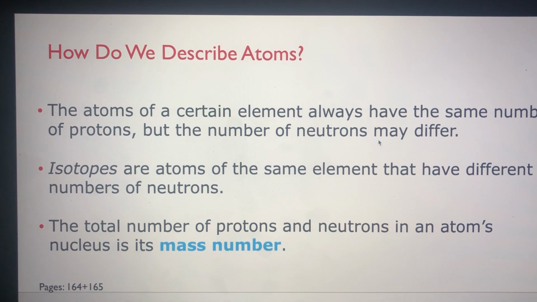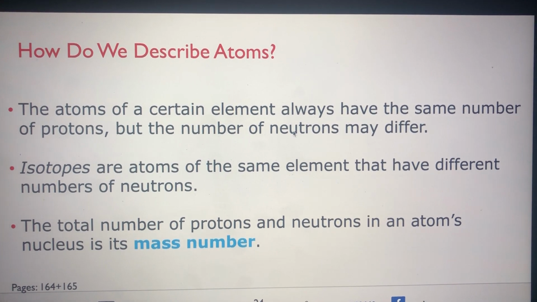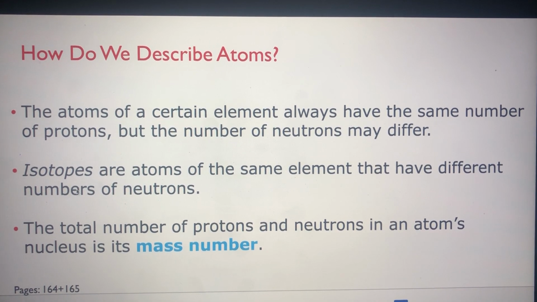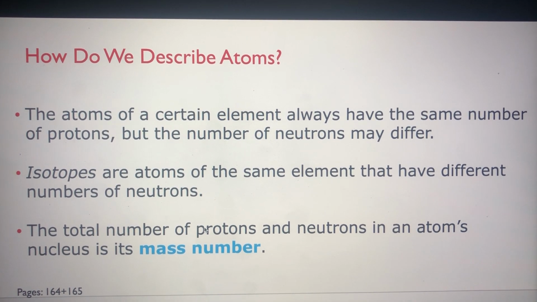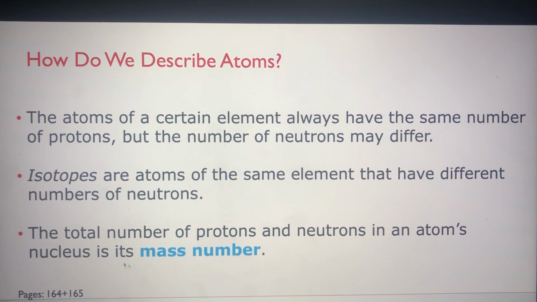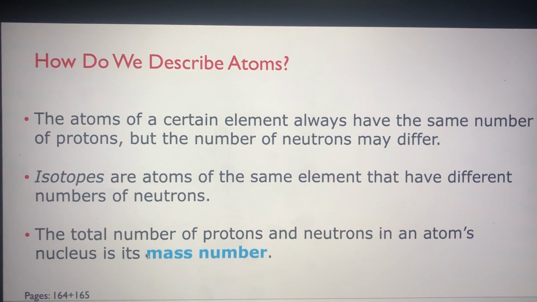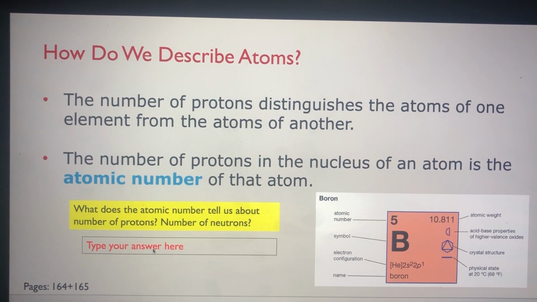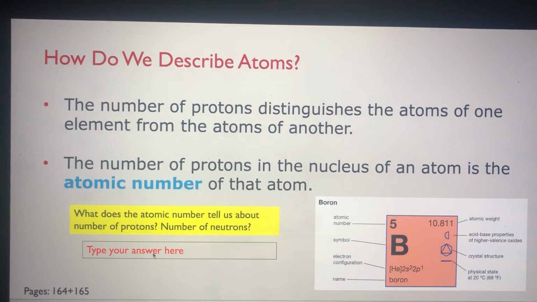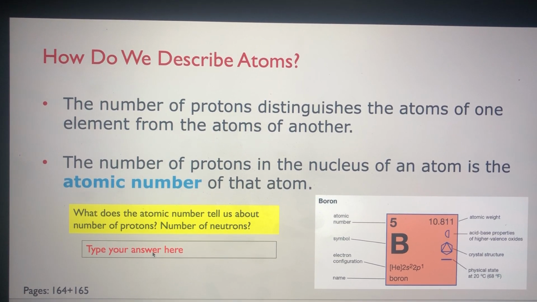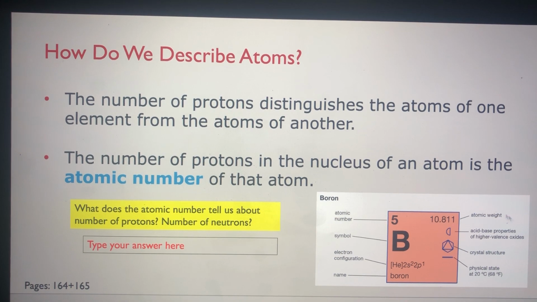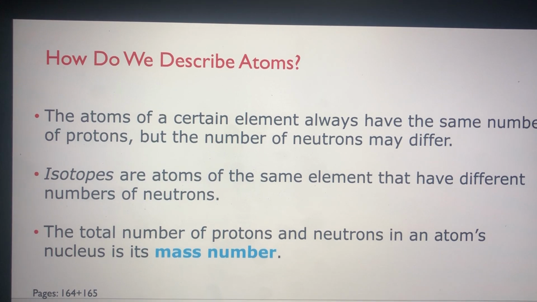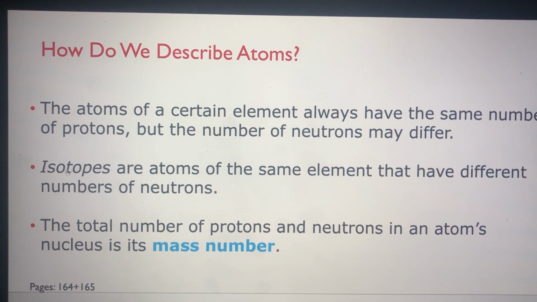The atoms of a certain element always have the same number of protons, but the number of neutrons may differ. Isotopes are atoms of the same element that have a different number of neutrons. The total number of protons and neutrons in an atom's nucleus is its mass number. So in normal conditions, the protons are equal to electrons. However, each element has a specific atomic number, and the atomic weight gives us the number of protons and neutrons together. If we want to have the same element but with a different number of neutrons, that would be called an isotope.